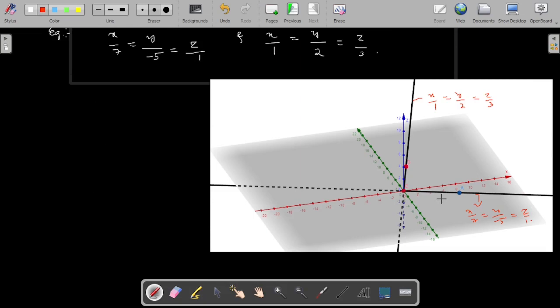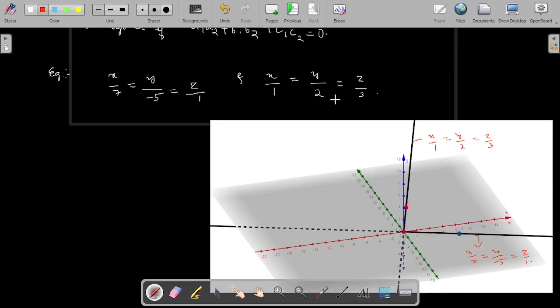See, this is the example. Here two lines are given. Geometrically, when I draw these two lines in 3D, I will get these two lines. This is the first line and this is the second line, lines in black. Now see here, geometrically I can say that these two lines are perpendicular because the angle between them is 90 degrees.